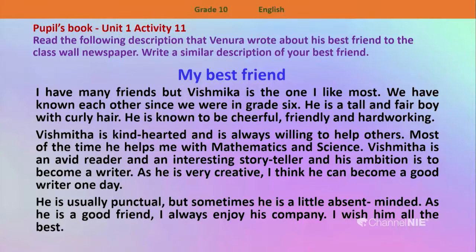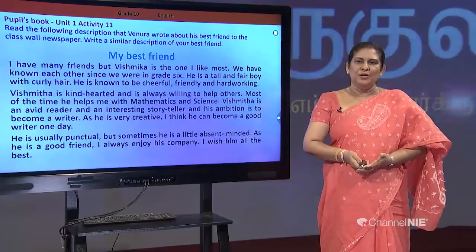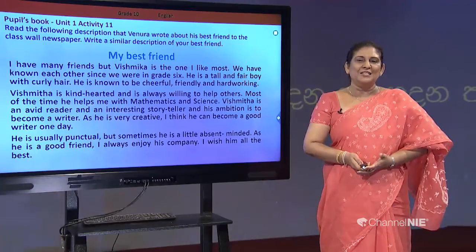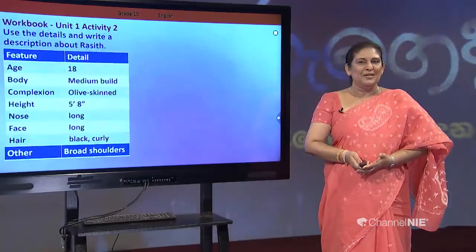Vishmika is an avid reader and an interesting storyteller, and his ambition is to become a writer. As he is very creative, I think he can become a good writer one day. He is usually punctual, but sometimes he is a little absent-minded. As he is a good friend, I always enjoy his company. I wish him all the best. All right, children, since this is in your pupils book, you can refer to this one and write about your friend leisurely. So let us move on to another activity.